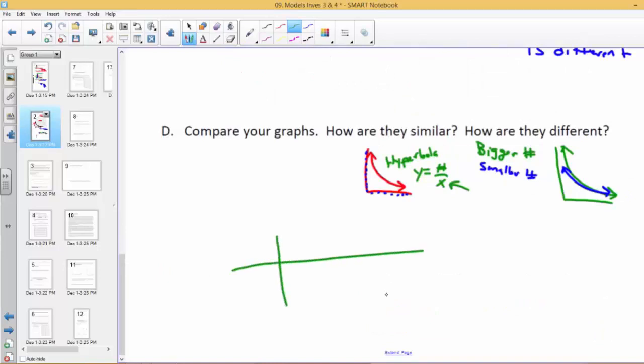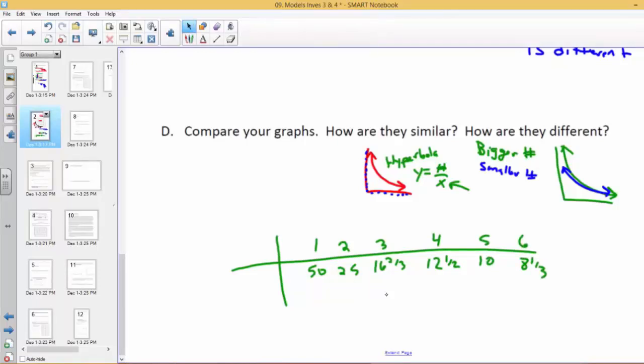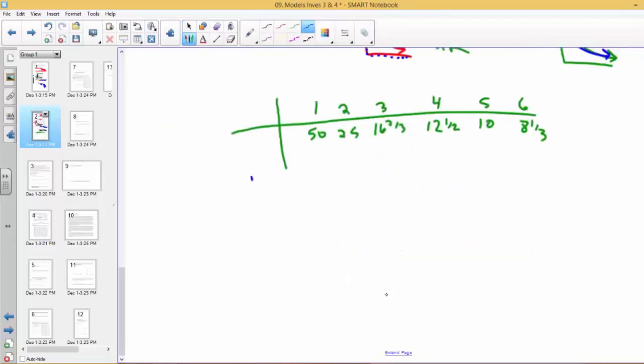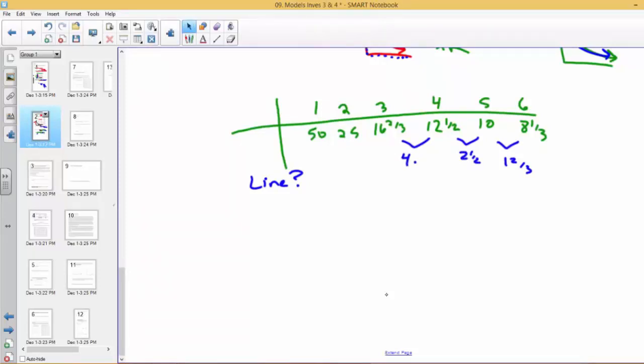So this is your table. 1 gives 50. 2 gives 25, 3 gives 16 2/3, 4 gives 12 and a half, 5 gives 10, 6 gives 8 1/3, that's enough. So when you have your table, the first thing you want to do is say, is this linear? And the answer is definitely no, because it's a difference of like 1 2/3, a difference of 2 1/2, a difference of 4 point something. So it is not constant. And it's not even in a pattern.